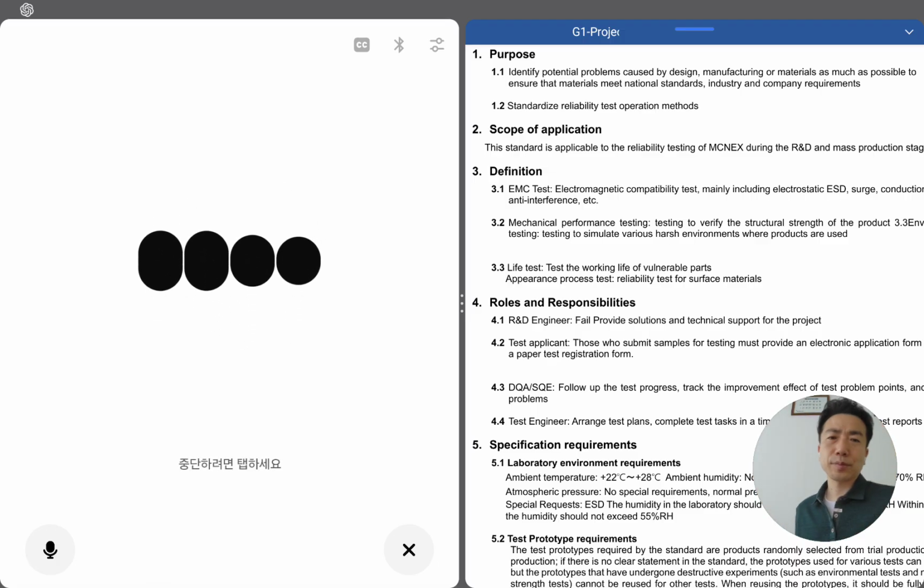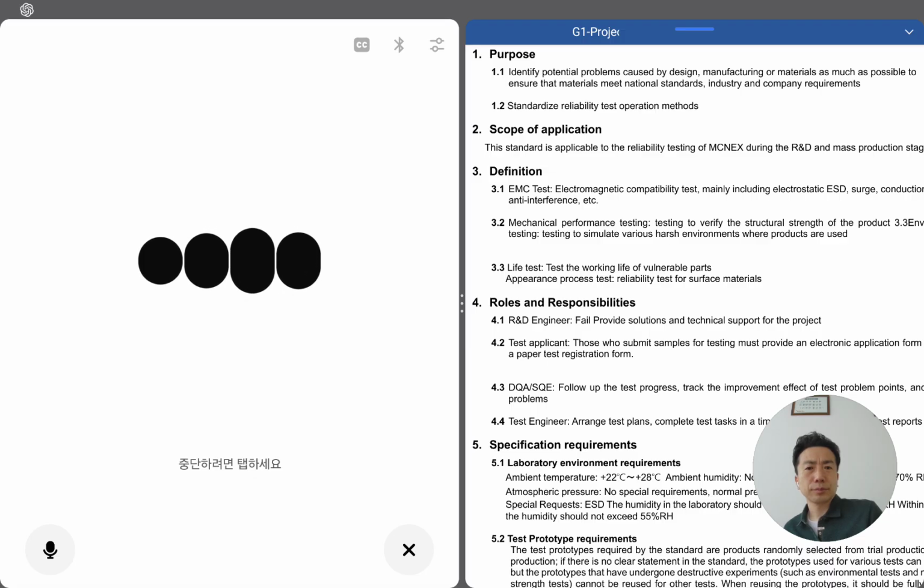Got it, David? Let's continue without pulling the file again. Here's the rest of the definition section. I'll read it slowly so you can catch every phrase. Life test means testing the working life of vulnerable parts. Appearance process test means reliability testing for surface materials. Short, simple lines, but they carry a lot. Life test checks endurance, and appearance process test checks durability of coatings or finishes.